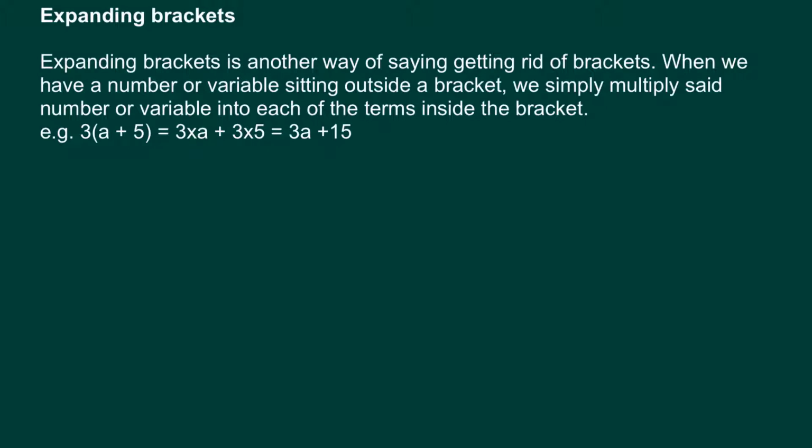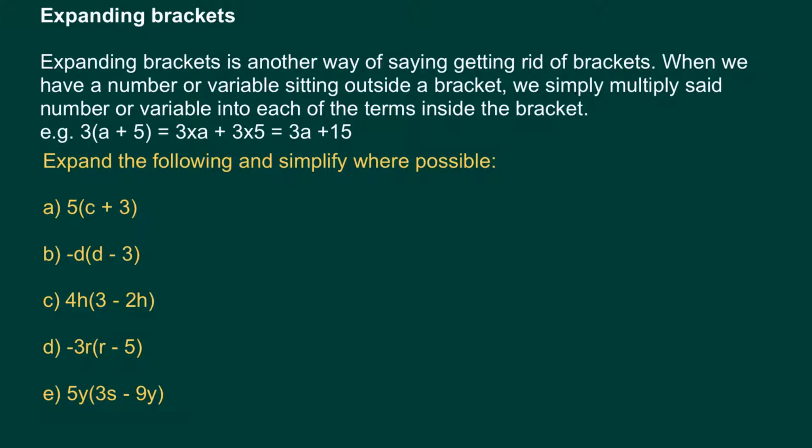So for example, if we have something like 3 sitting outside the brackets of a plus 5, all we do is multiply the 3 to the a and then multiply the 3 to the 5. So we have 3 times a and then the sign in the middle, which is plus 3 times 5. As we know, when we are doing algebraic equations, we don't use the multiplication sign. So we simply drop that sign, so it becomes 3a, and then plus 3 times 5, which is 15. So now let's work our way through a number of examples to see how this works in different situations.